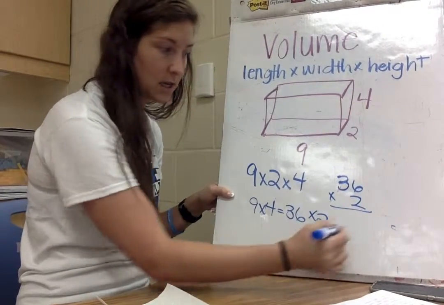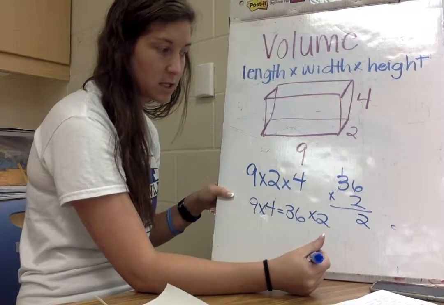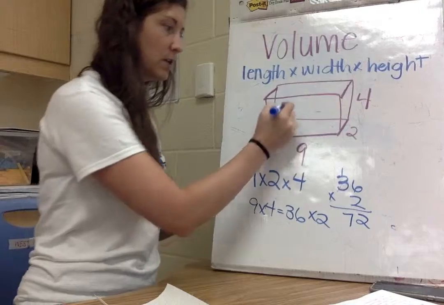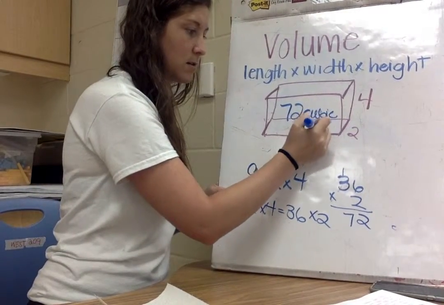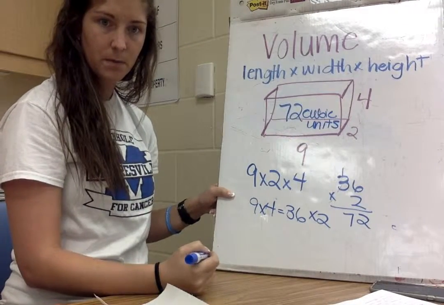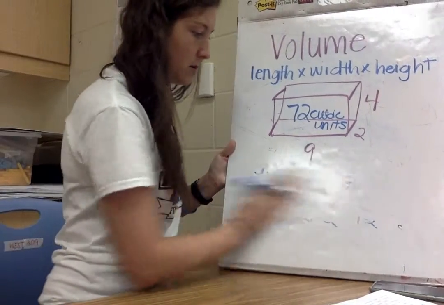I know that 6 times 2 is 12, carry my 1. 3 times 2 is 6, plus 1 is 7. So the volume of this figure here is 72 cubic units. Okay? Now, let's talk about another figure.